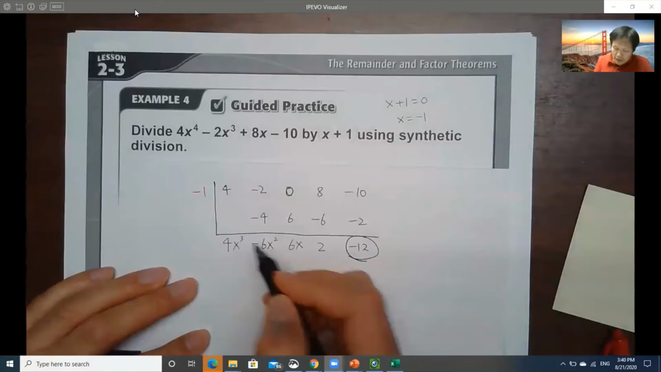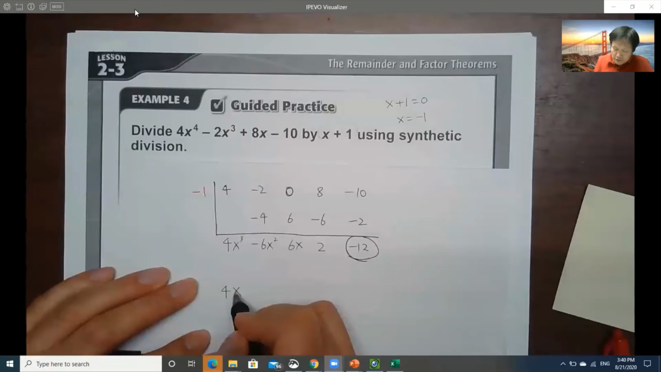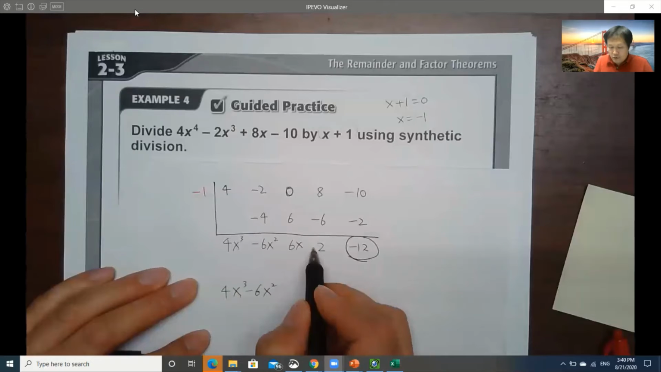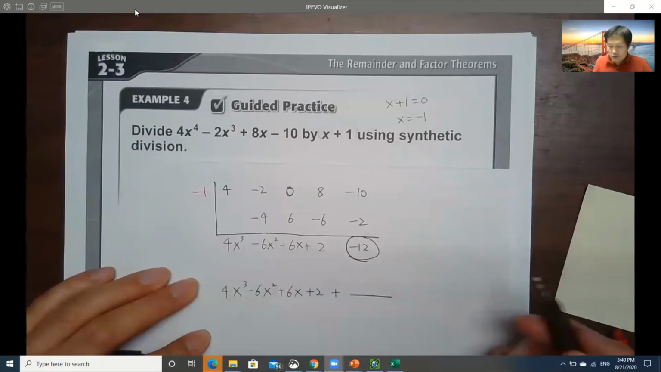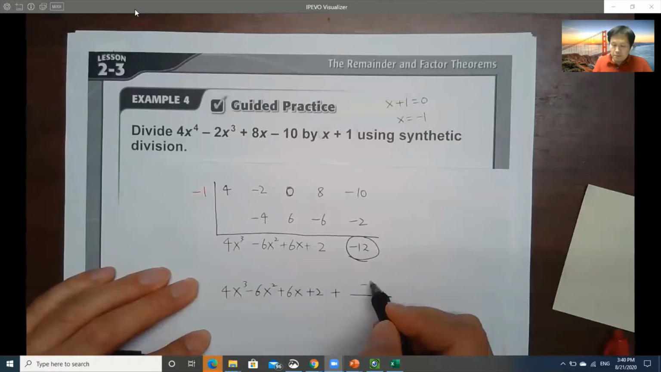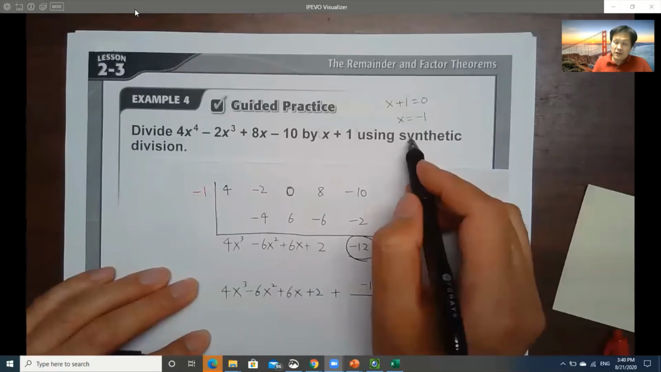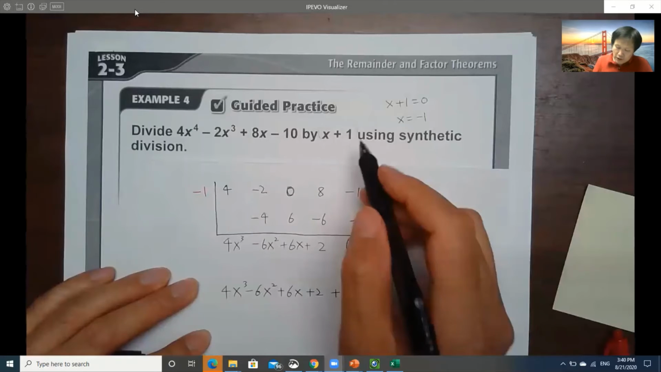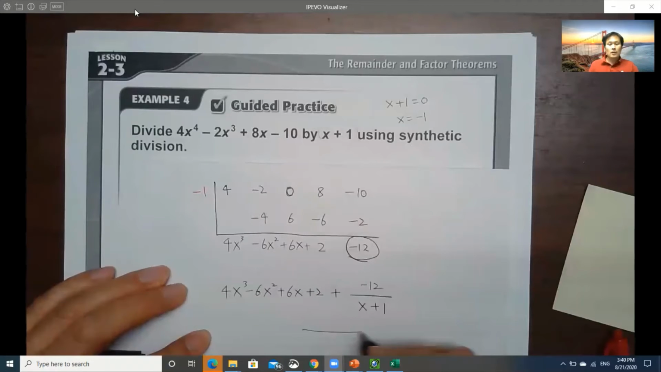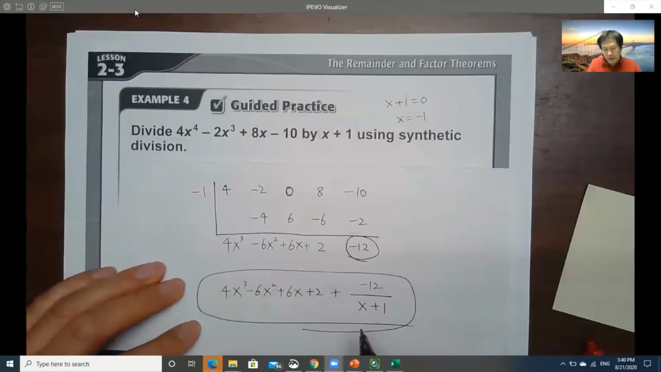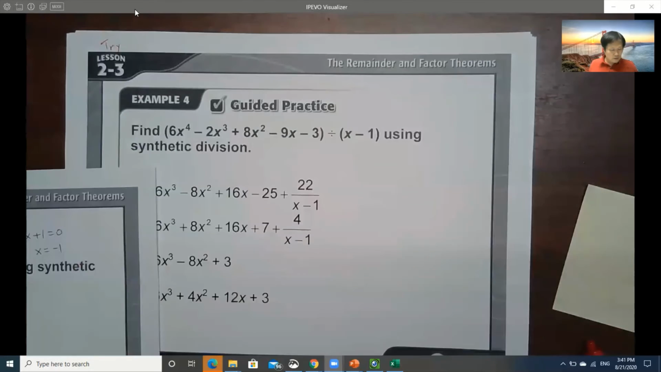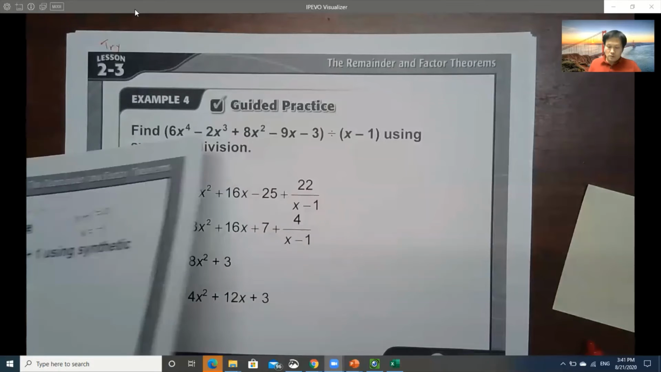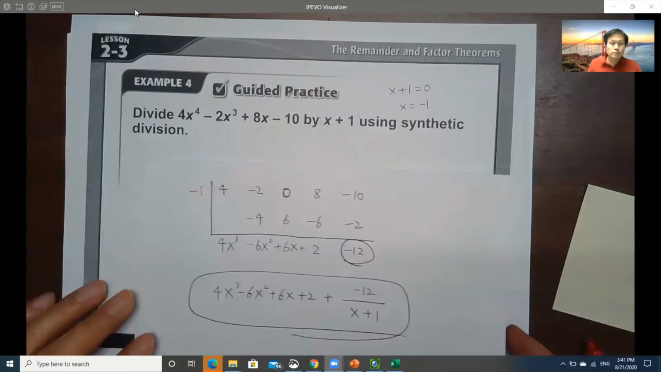So you write 4x cubic minus 6x squared. If it's a nothing there, throw the plus. 6x plus 2, and you get plus fraction. The remainder goes to the top. Divisor is x plus 1. This is how you write the answer. Of course, you can put the minus in front of the fraction. So that's the answer.